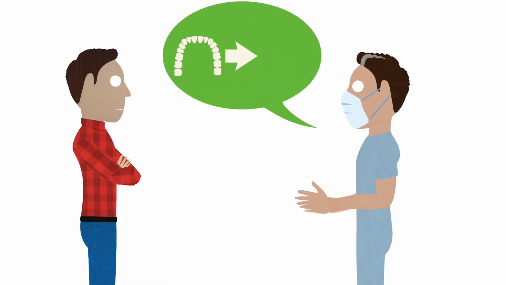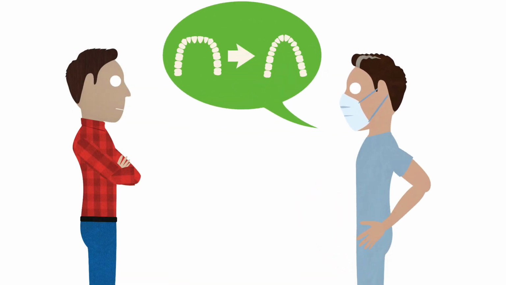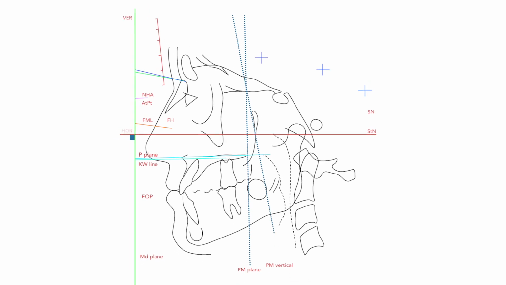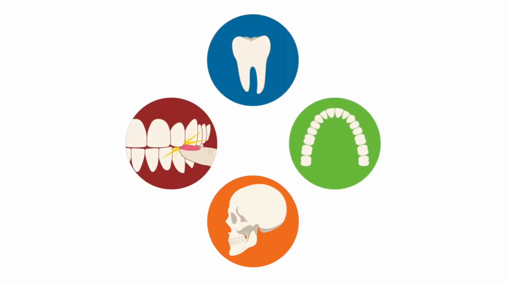Discuss any possible changes to the arch form with your patients to make sure they understand how it might influence their smile and facial aesthetics. If the upper and lower arch forms are incompatible with each other, malocclusion is likely to result. Of course, the arches are just one part of the overall skeletal structure, which we'll cover in our next video on skeletal problems.